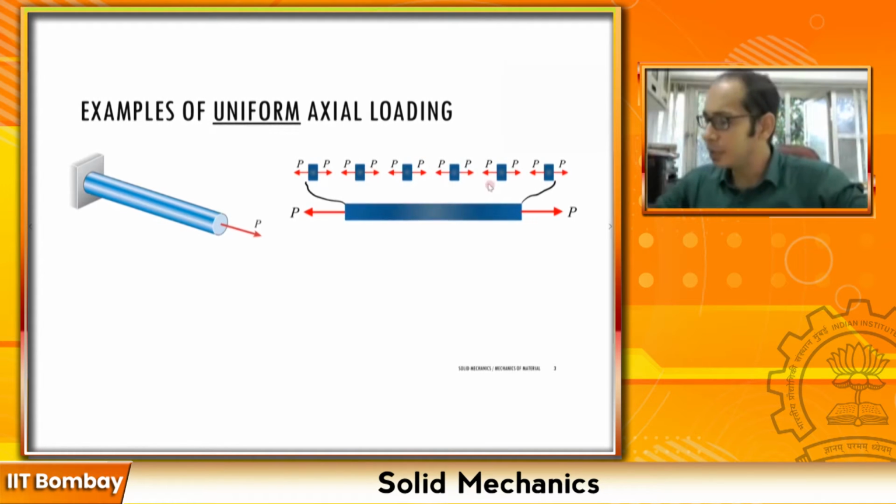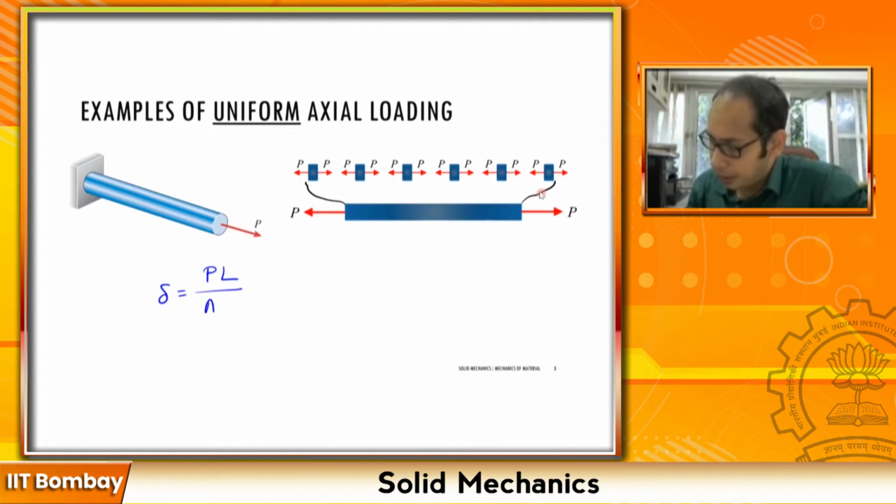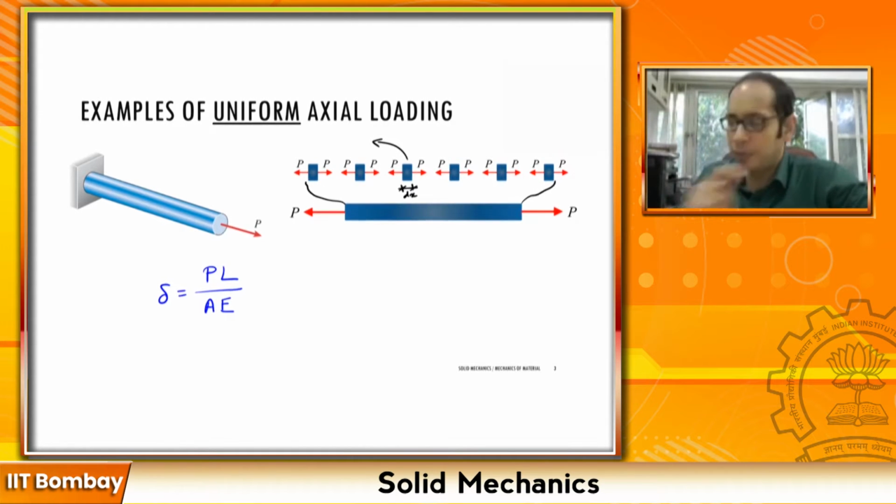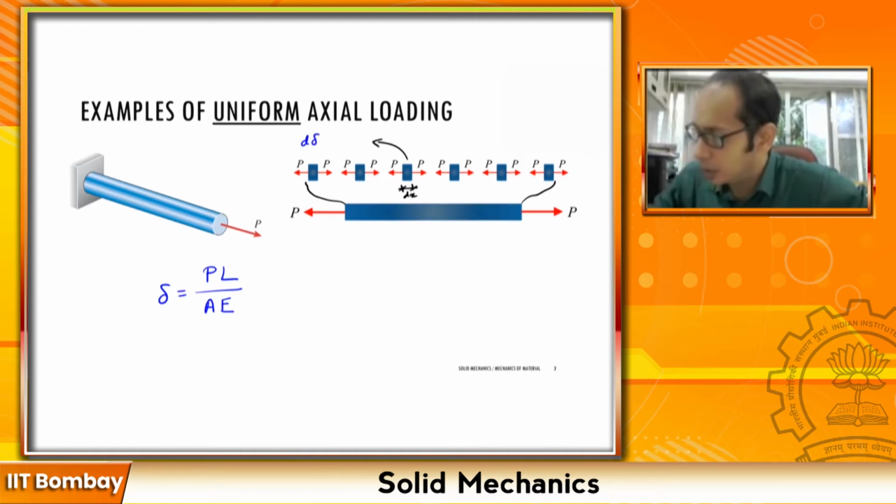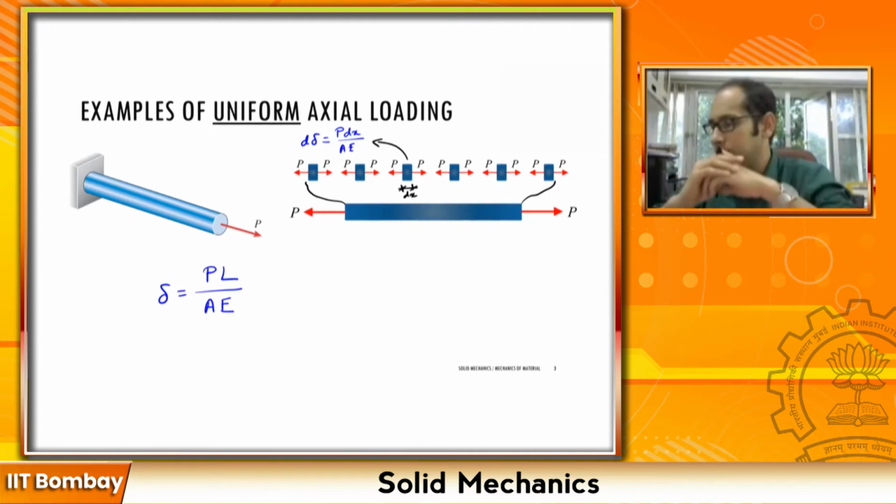Now remember that formula we had looked at, delta was P times L divided by A times E. If these individual tiny bits are of length dx, then for this individual chunk of length dx, the deformation will be d delta equals P times dx divided by A times E, assuming that in the prismatic bar the area of cross section remains the same, right?